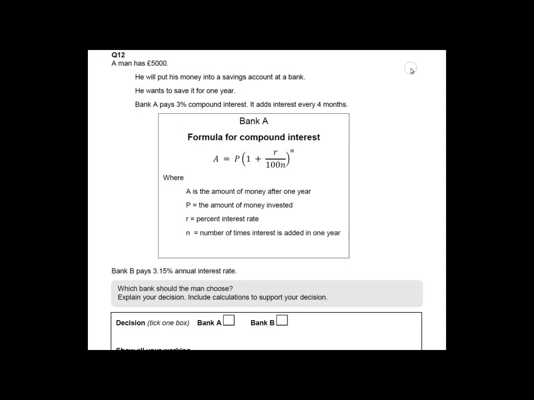And explain your decision. Okay, so for Bank A then, there are certain things we need to put into our formula to work out the amount after 1 year. So the amount after 1 year is equal to P, the amount of money invested, and that is £5,000. Now that's going to multiply 1 plus, now R is the percentage interest rate. So the interest rate is 3, and then over 100 times N. So N is the number of times interest is added in 1 year.